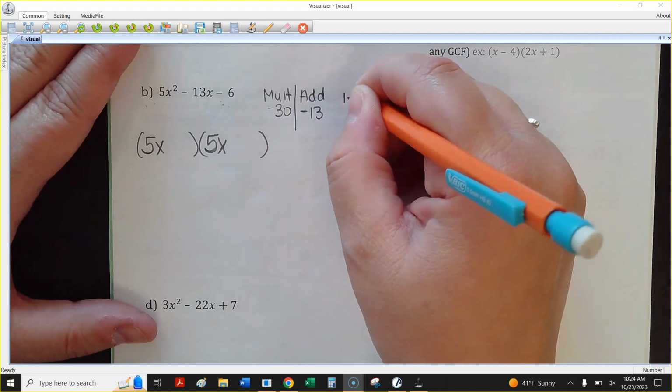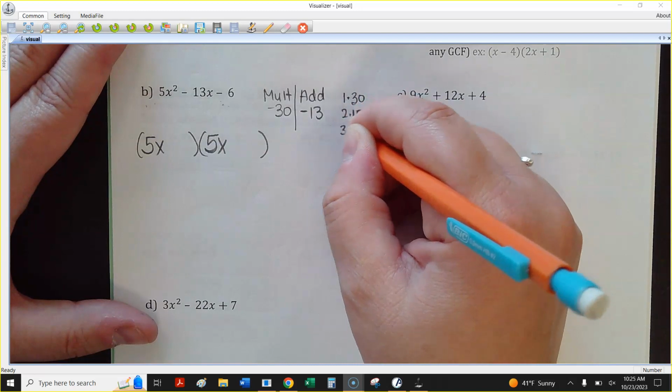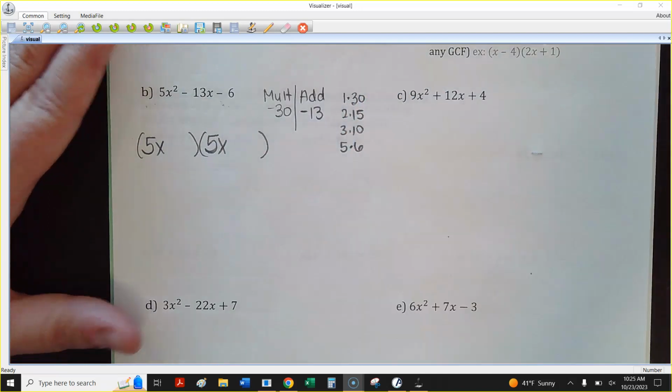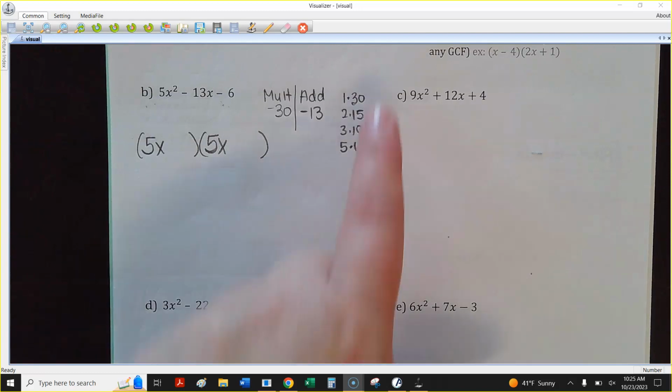There are only two numbers that will fit the requirement of multiplying to give you negative 30, but adding to give you negative 13. And I just wrote all my possible factors of 30 just to give myself an option. So, to multiply to get a negative number, I need one of them to be positive and one of them to be negative. Anytime we multiply to get a negative, you're going to have one factor that's a plus and one that's a minus. What combination is going to work for both of those?